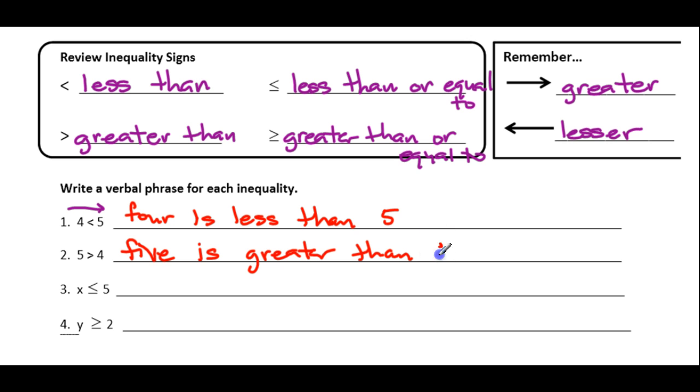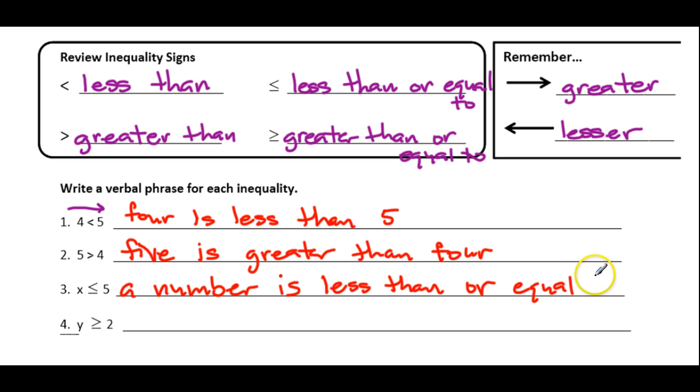Okay, and once again, that makes sense as well. Okay, all right, so now we have x. Usually when we say x, that means a number, right? So we can say here a number is, the sign's going left, left and less, both start with L. A number is less than or equal to 5.